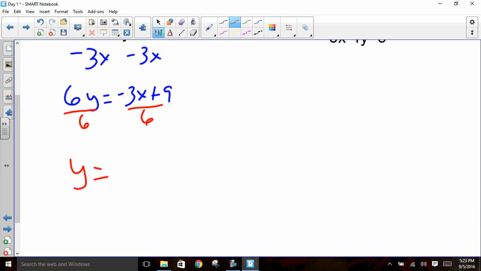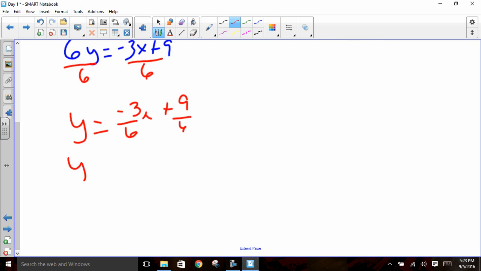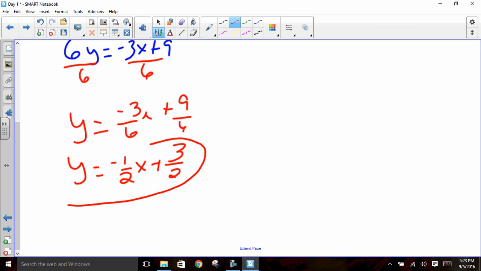That results in my y by myself. But when we have multiple terms being divided by the same number, we're going to split everything and divide it. So I have negative 3 over 6x plus 9 over 6. When I reduce those fractions down, I get negative 1/2 x plus 3 over 2. If I divide both the top and the bottom by 2, I result in 3 over 2. And that is my slope-intercept form based on the general form above.